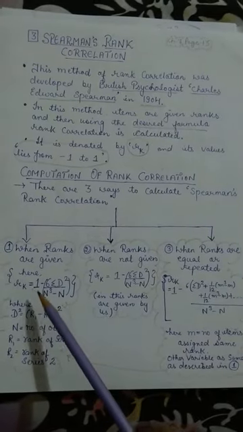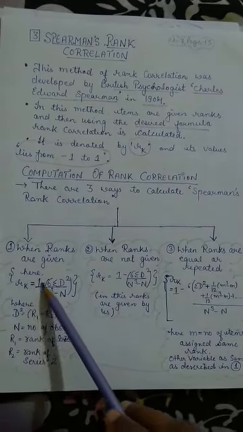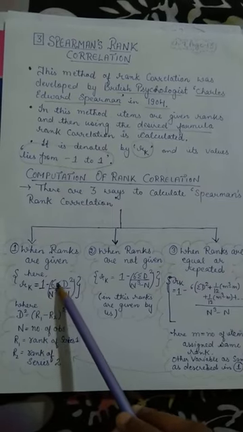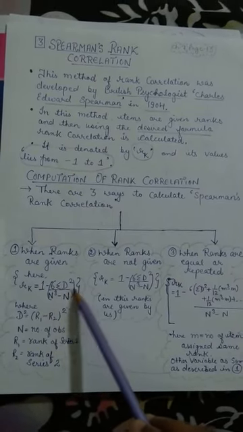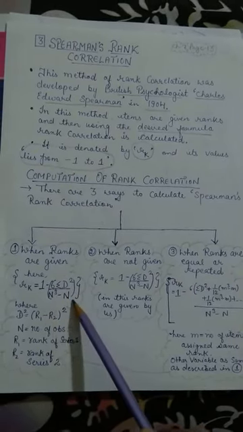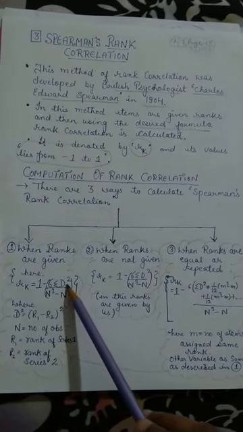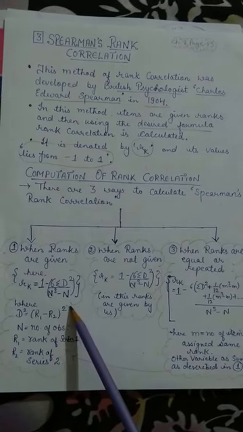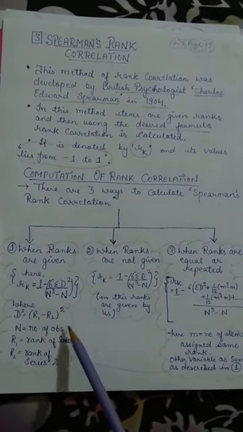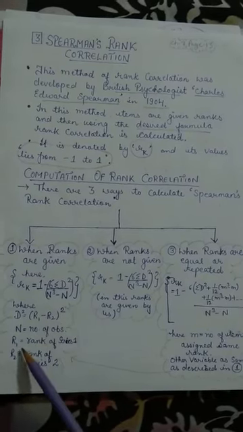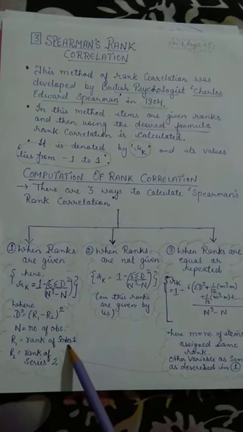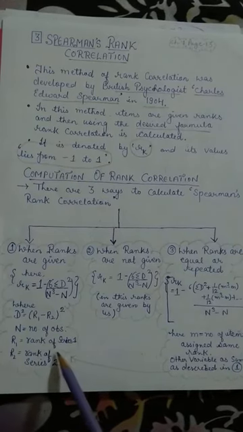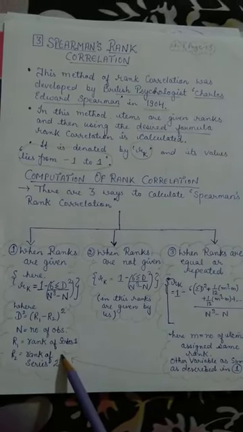What is the formula? Rk is equal to 1 minus 6 sigma D whole square upon N cube minus N. What is D over here, beta? D is R1 minus R2, whole square, and N is the number of observations. R1 is the ranks of series 1 and R2 is the ranks of series 2.